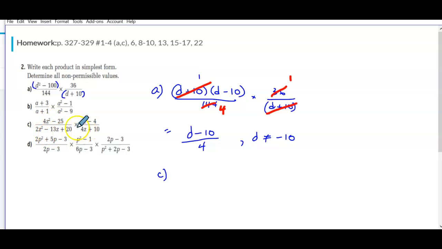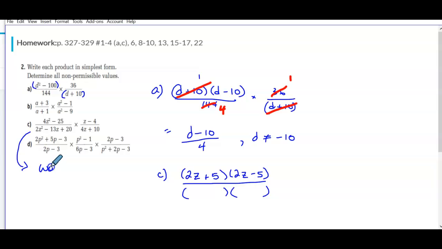So lots to do here. I'm going to start factoring. So the numerator is a difference of squares. So that's going to be 2z plus 5, 2z minus 5. And the denominator is a non-simple trinomial. So if you use decomposition or anything else, do your work on the side.